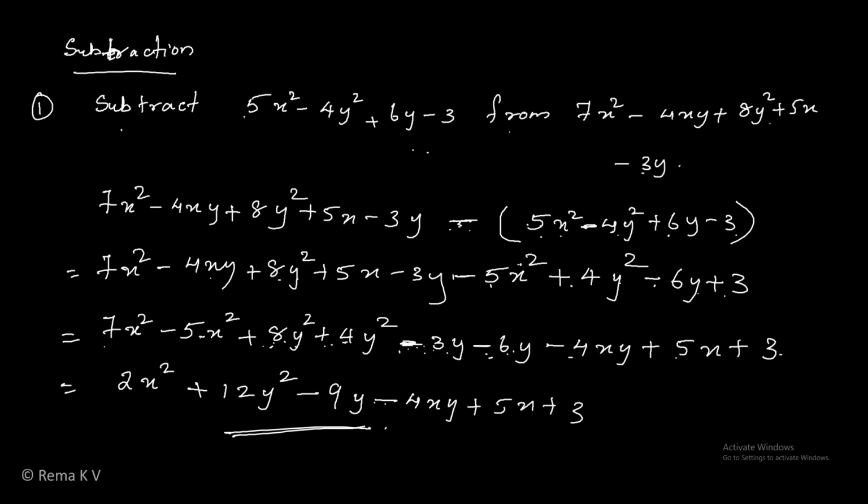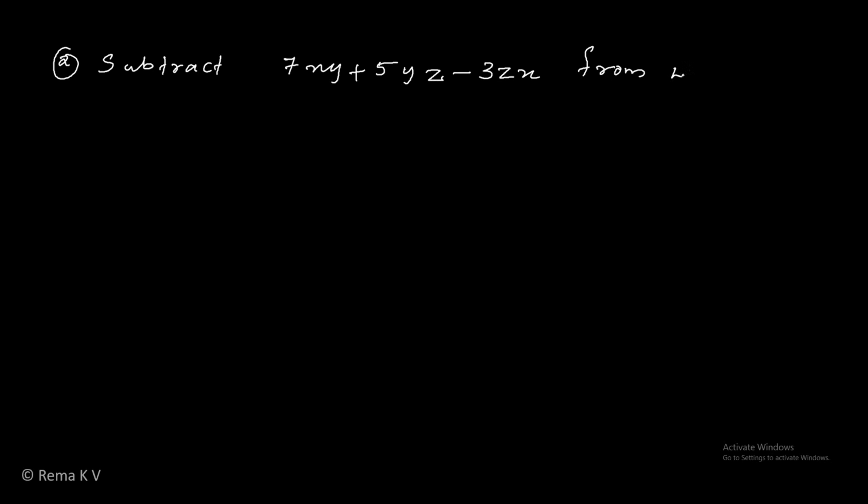Okay, let us move to the next one. Subtract 7xy plus 5yz minus 3zx from 4yz plus 9zx minus 4y.